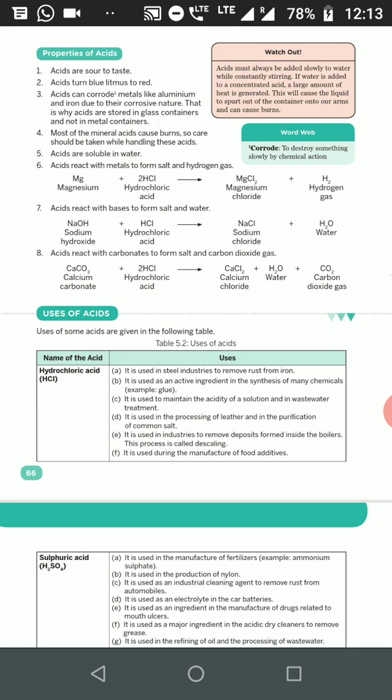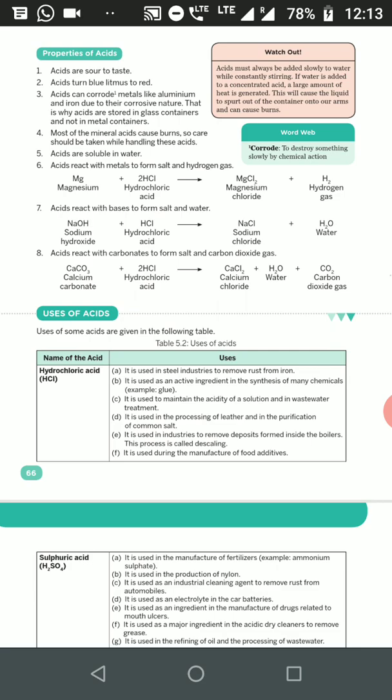It is used in the industries to remove the deposit from inside the boiler. This process is called descaling, meaning if a layer of salt is formed in the boiler, it can be removed with the help of acid.